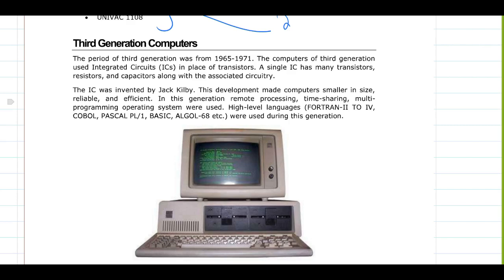The ICs replaced the transistors, and a single IC has many transistors, many resistors, and many capacitors, along with their associated circuitry. The IC was invented by someone called Jack Kilby. This development made computers much smaller in size, much more reliable and efficient. In this generation, remote processing, time sharing, and multi-programming operating systems came into the picture.